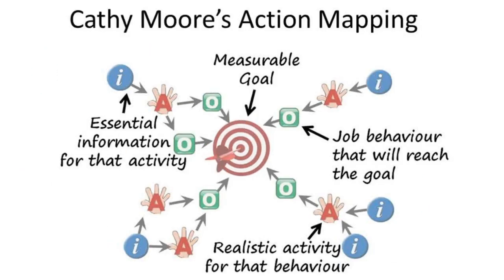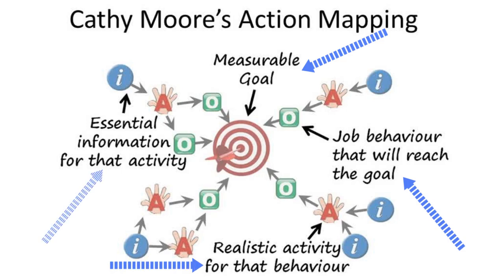As a summary, action mapping has 4 simple steps. First is defining a measurable goal. Second, identifying job behavior. Third, creating a realistic practice activity for that behavior. Fourth, prioritizing essential information for that activity.